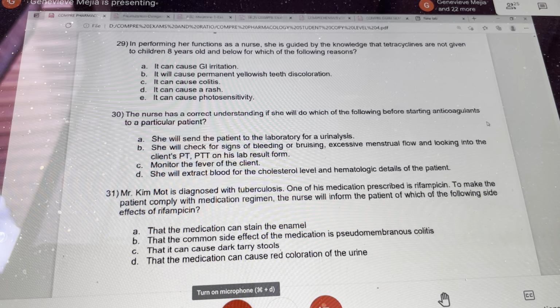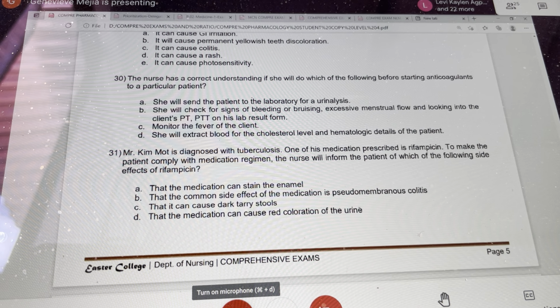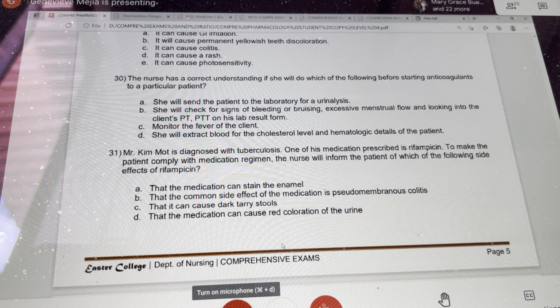31, Mr. Kim Mott is diagnosed with TB. One of his medications prescribed is rifampicin. To make the patient comply with the medication regimen, the nurse will inform the patient of which of the following side effects of rifampicin. So what is the most common side effect of this medication? Is it the staining of the tooth enamel? It's responsible for pseudomembranous colitis.